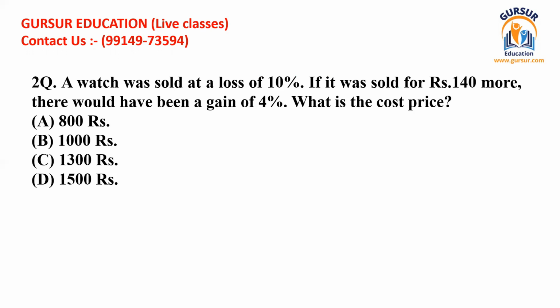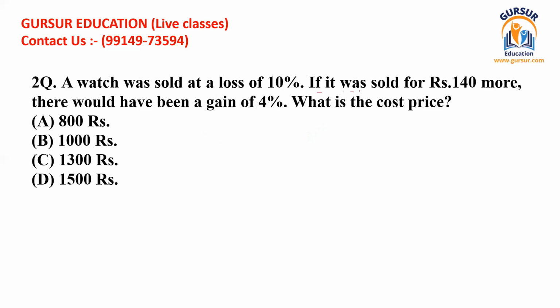We shall solve it for you. The question says a watch is sold at a loss of 10%. That means there is a cost price which we don't know, and a sale price which we don't know. But by selling at a specific price, the person is incurring a loss of 10%. So that is the first line.